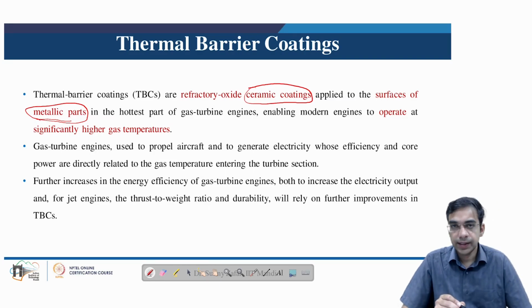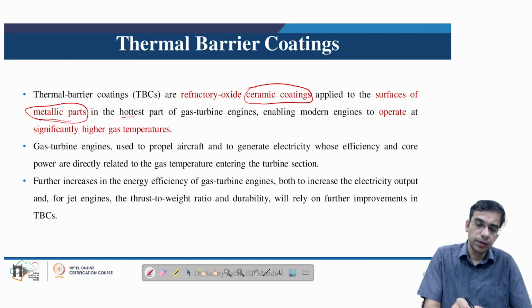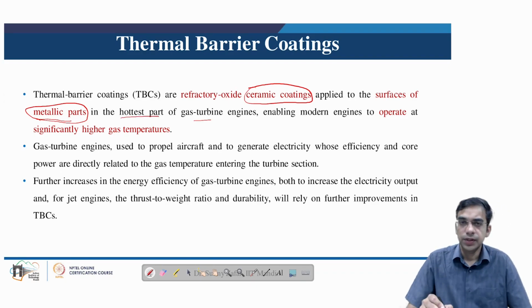So here we can now understand the challenge that is there. It is an engineering challenge to apply a ceramic on a metal, because both of the materials are fundamentally different and they behave in a different way when exposed to different types of service conditions. And the ceramic coatings, or thermal barrier coating, are always applied in the hottest part of the gas turbine engine, which enables it to operate at high temperature. High temperature then results in higher thermal efficiency.